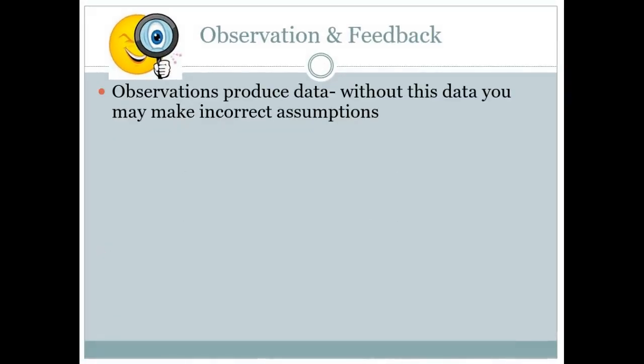All right, things that are happening in the classroom, approaches: observation and feedback. Observations are great because they produce data to show how students are performing as a result of teacher practice.